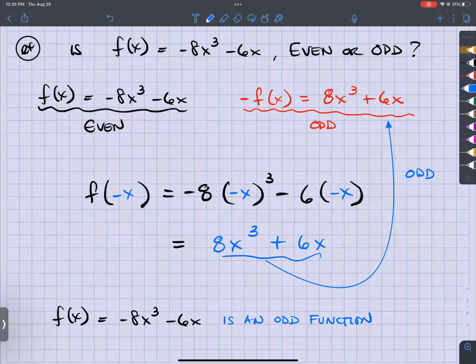So if anyone wants to take a picture of that, you're welcome to do that. Now, if it looks like the original, that must be even.